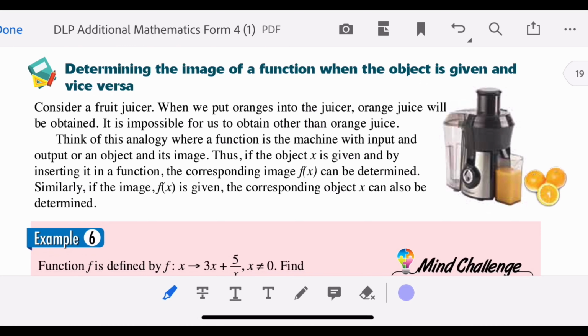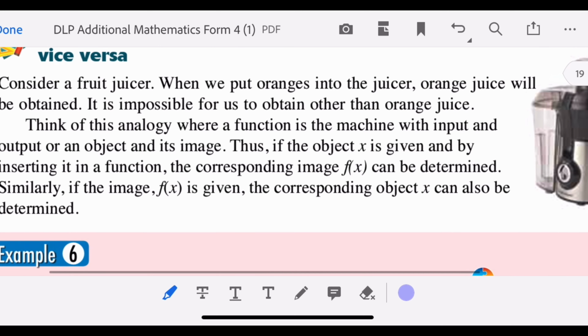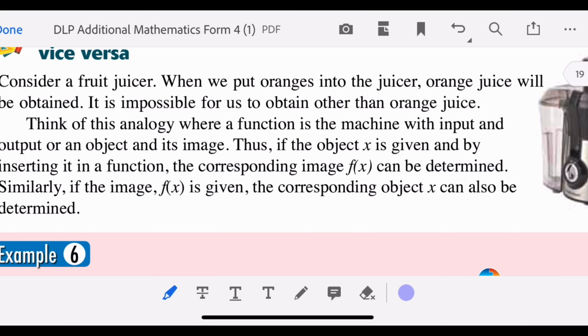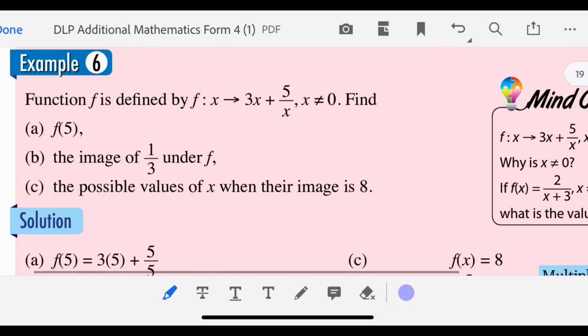Alright, so I will stop here. I will continue the lesson in the next video. After you do the exercise, you can check the answer at the back of the video, because I try to upload the whole chapter of this function, and also the answers for you to double check when you do the exercise.